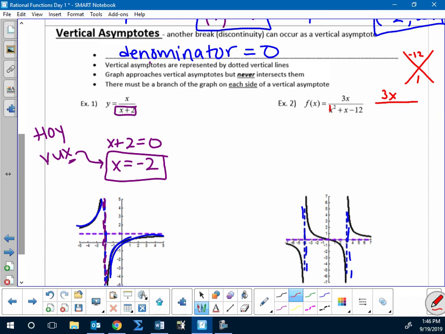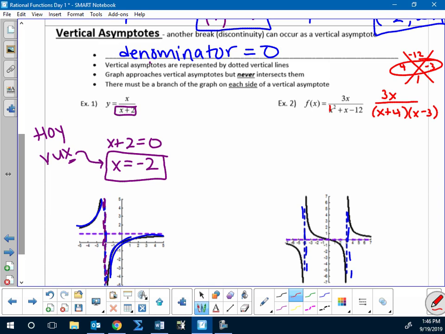Just start thinking of numbers you know that multiply to be 12 that are kind of close together because they have to add to be 1. If you said 4 and -3, you are correct. That factors to x plus 4, x minus 3.